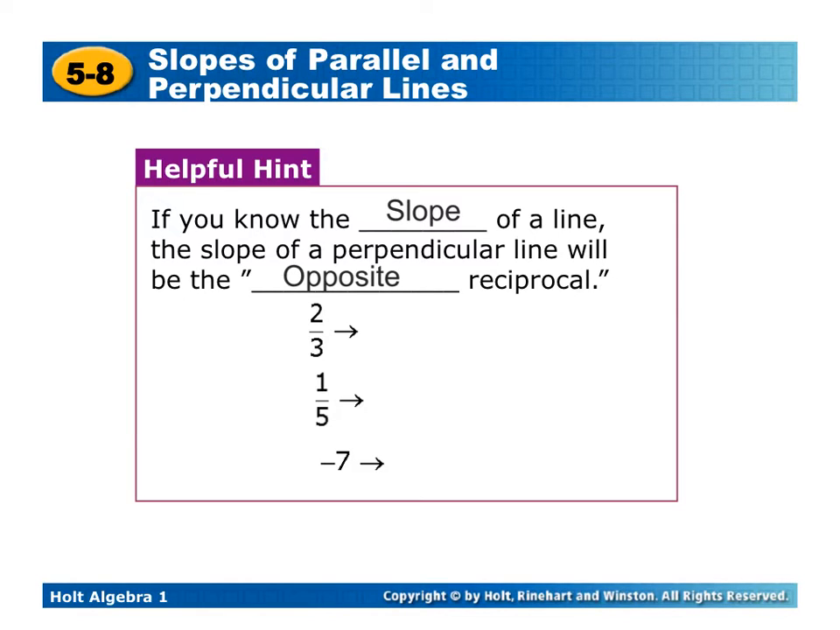So 2/3, first I would change it to its reciprocal, which would become 3/2, but because it's its opposite, it's now a negative. Here we have 1/5, so its reciprocal would be 5/1, which would really just be 5, and then you're going to do its opposite, so it would be negative. -7's reciprocal would be 1/-7, but we're going to do its opposite, so it's going to become a positive slope.